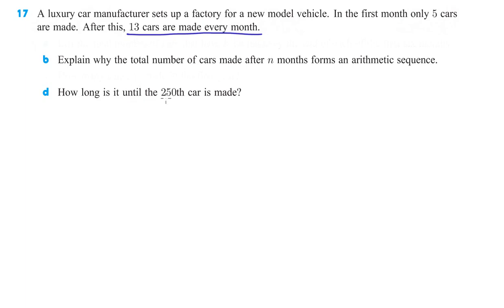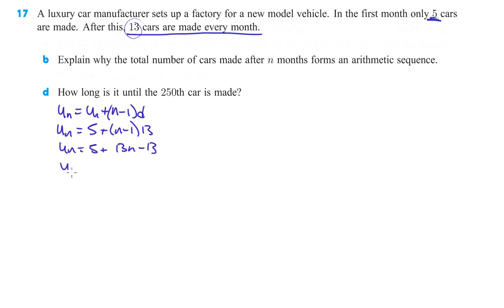How long until the 250th car is made? In order to figure that out, we're going to need our general term sequence. So that's where we need u sub n equals u sub 1 plus n minus 1 times d, right? We know that the first term is 5, and then n minus 1, and we know that we're adding 13 each time, so 13 there. So u sub n is 5 plus 13n minus 13. So our general term is 13n minus 8, right?